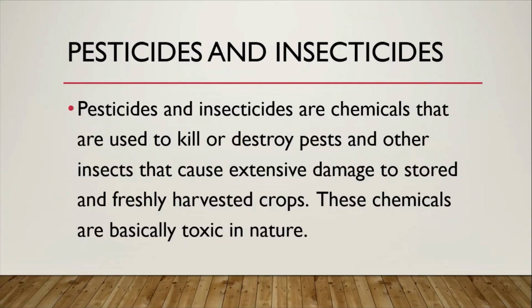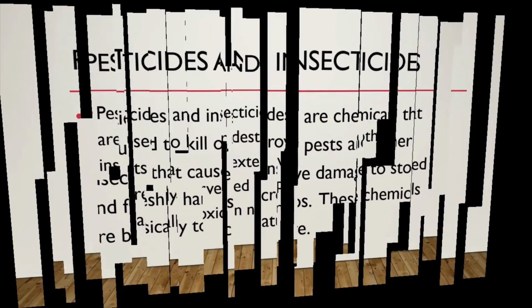Pesticides and insecticides. Pesticides and insecticides are chemicals that are used to kill or destroy pests and other insects that cause extensive damage to stored and freshly harvested crops. These chemicals are basically toxic in nature.